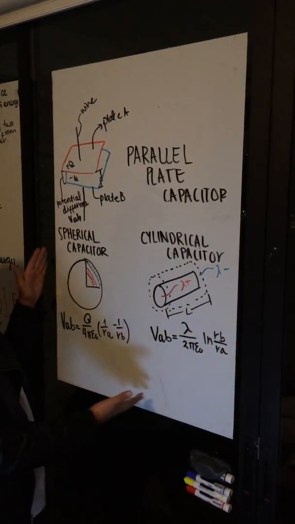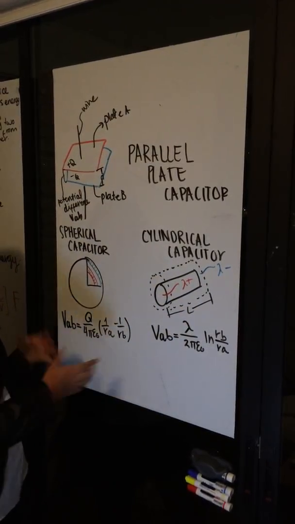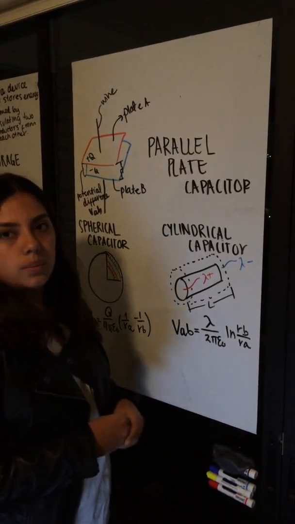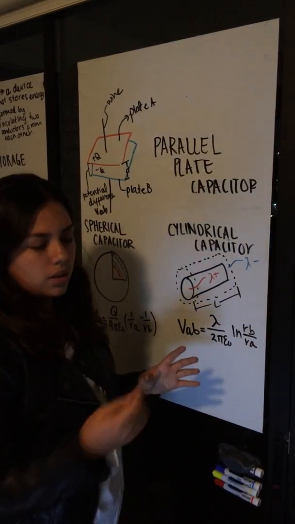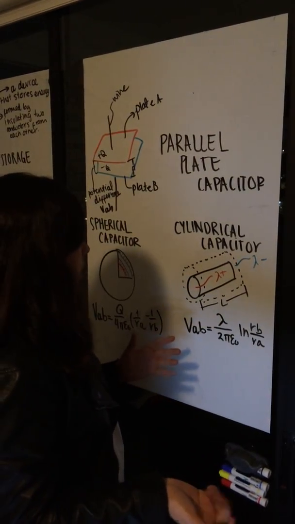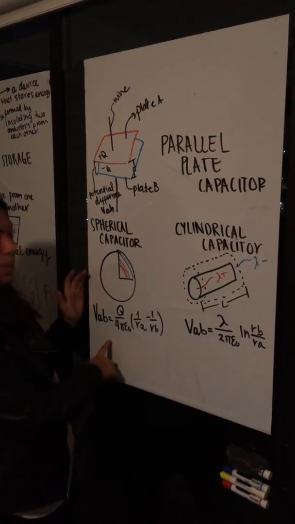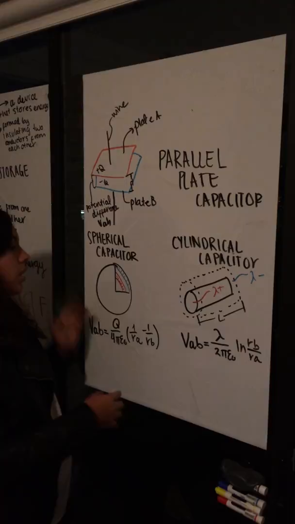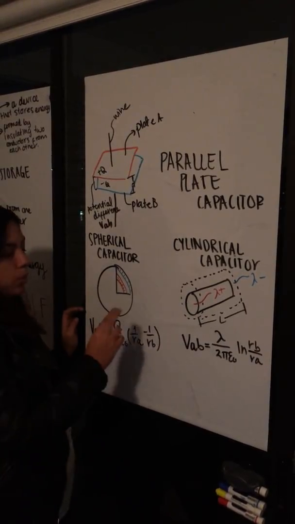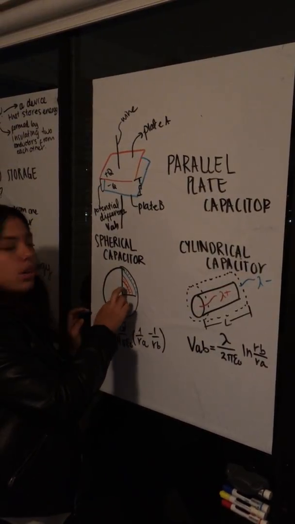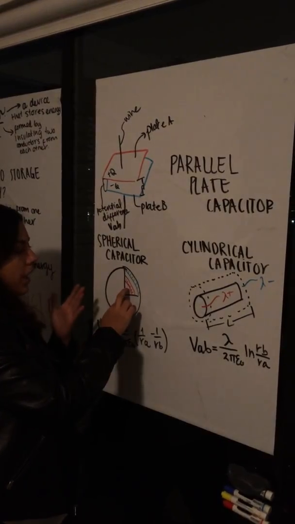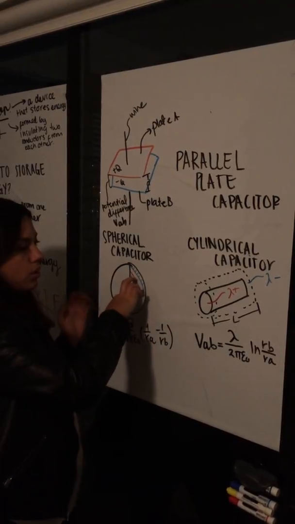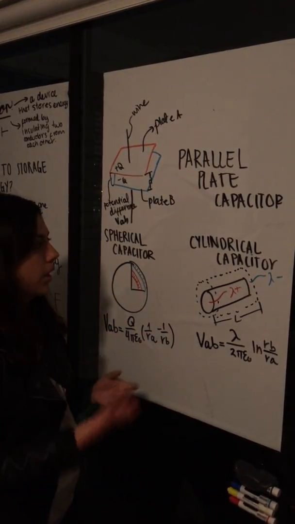We also have the spherical capacitor, in which we can calculate the potential difference by a Gaussian surface, and it is given by the charge over 4 pi times epsilon sub 0 times 1 over the radius a, that would be the distance from the center to the positive plate, minus 1 over r_b, that would be the distance from the center to the negative plate.